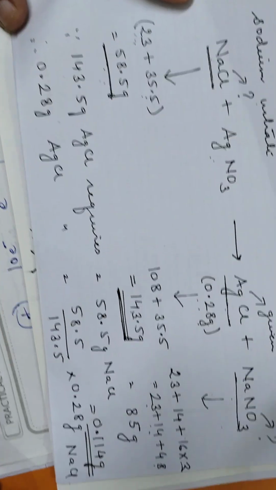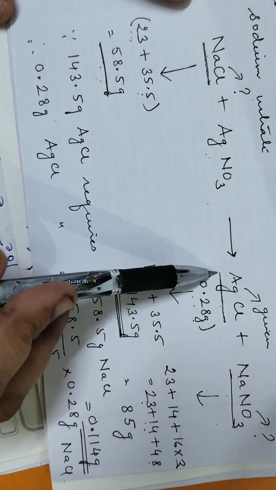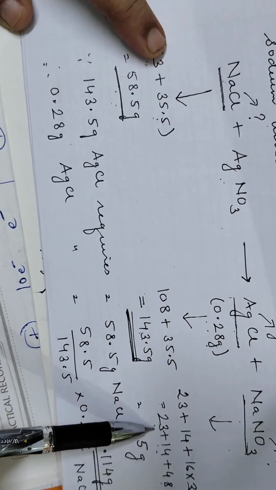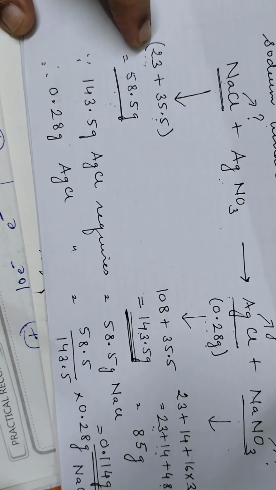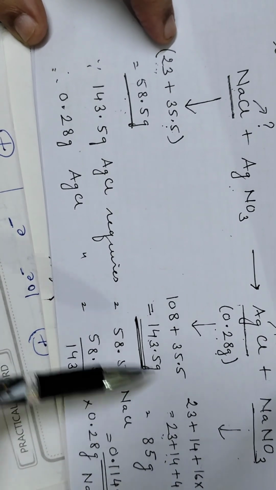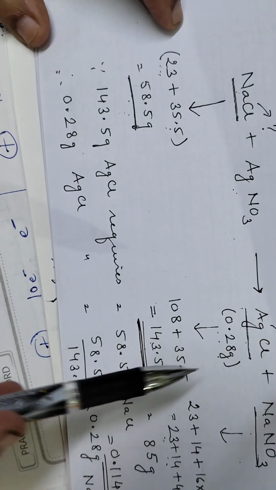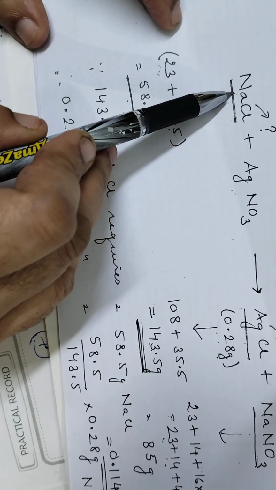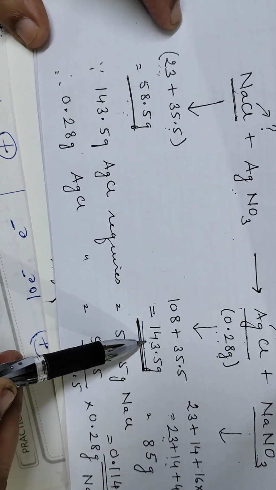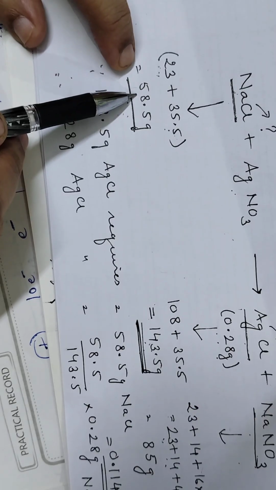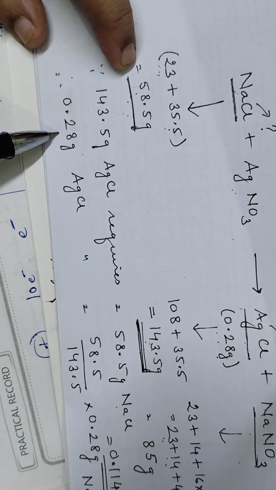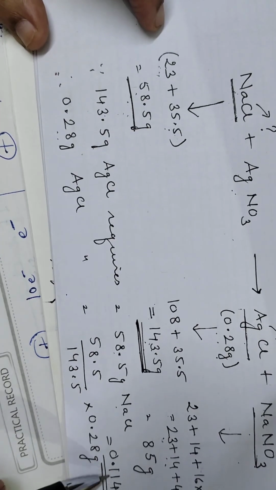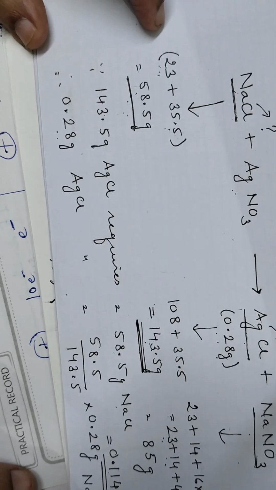You understood how I solved? First of all, you wrote the equation, you checked the balancing, then you calculated the GMM, that is gram molecular mass. For that, atomic masses should be learned by you. Then you followed the unitary method. They are asking that AgCl अगर 0.28 ग्राम है तो NaCl कितना लगेगा. 143.5 gram AgCl requires 58.5 gram of NaCl. So 0.28 gram के लिए we will calculate this upon this into this, which comes out to be 0.114 gram.